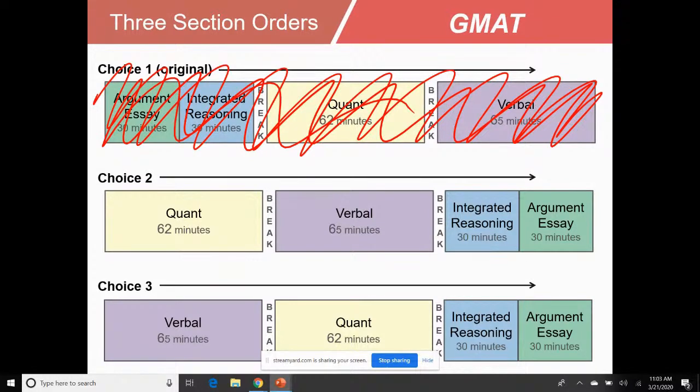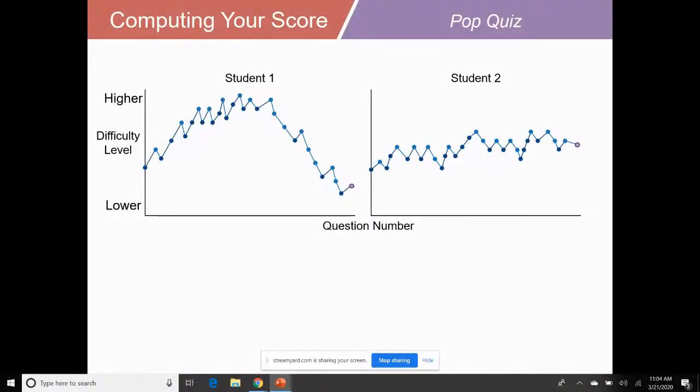Never go with choice one. The essay and integrated reasoning do not become part of your overall score. You would always want to start with choice two or choice three. The general thought is start with the section you feel is your strongest. Either quant, break, verbal, break, and then do the stuff that we're not that concerned about, or verbal, break, quant, break, the stuff that we're not that concerned about. Just a few notes about the format of the test.